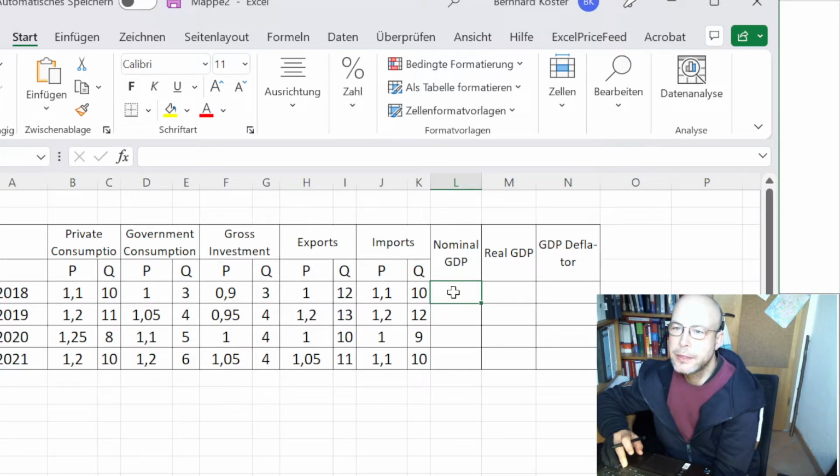Well, GDP is just what we have produced and then consumed in a specific year in a country at actual market prices. So what we have to do is 1.1 times 10, plus 1 times 3, plus 0.9 times 3, plus 1 times 12, minus 1.1 times 10.